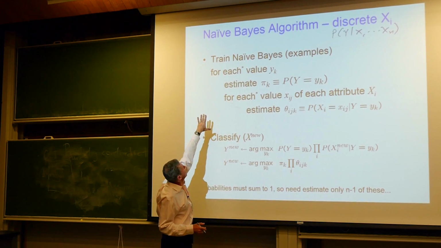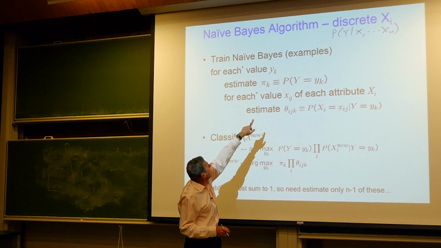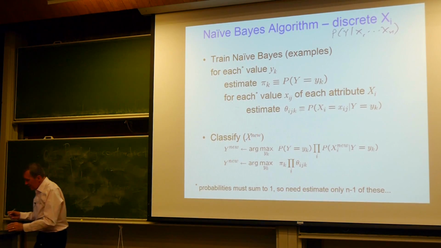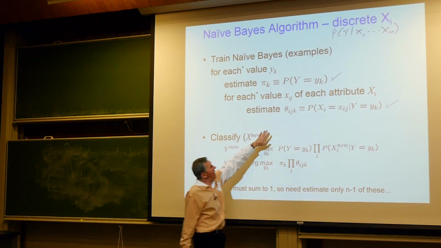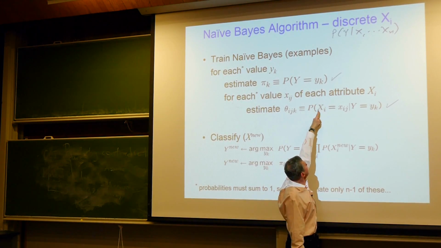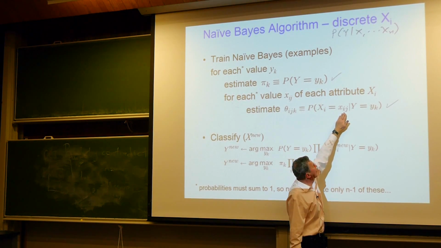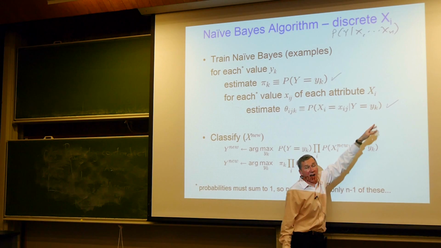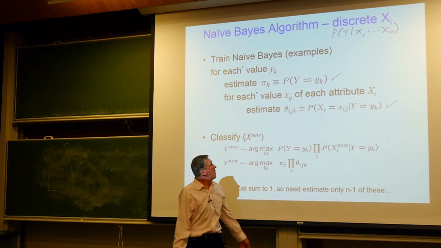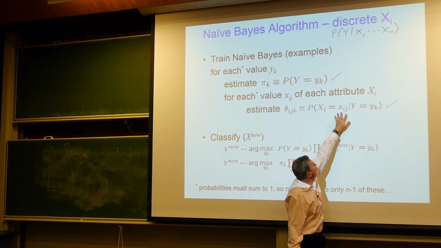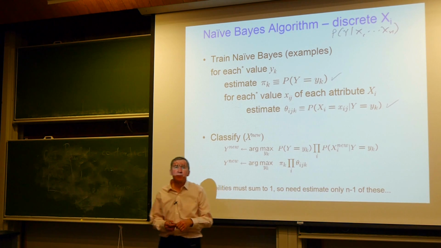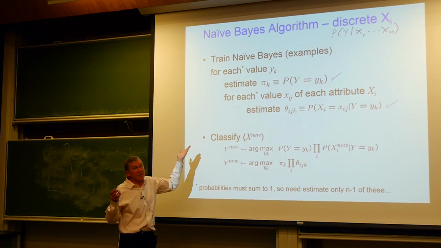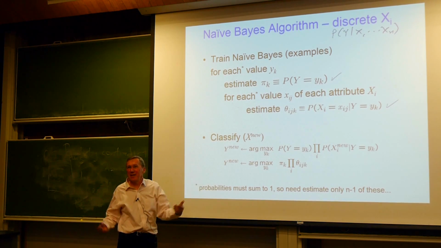Here's the training procedure. For every possible value y can take on, we need to know the prior. And for each value x can take on, we need to estimate the probability that feature x sub i will take on its jth possible value, given that y takes on its kth possible value. We need to know these for all the values that x sub i can take on and for all the values that y can take on. That's it. So that's all the training is, estimating these parameters.